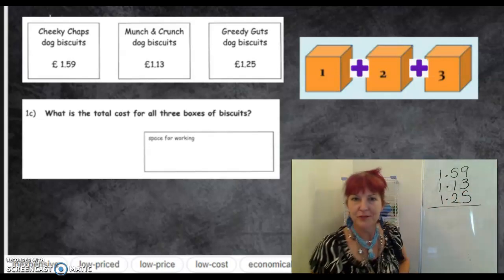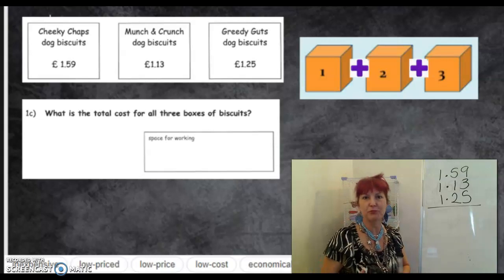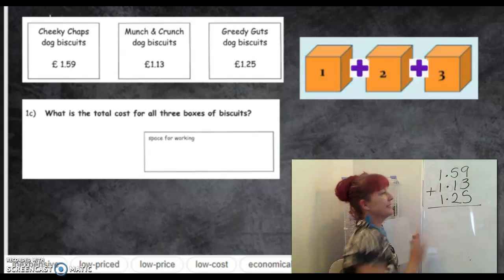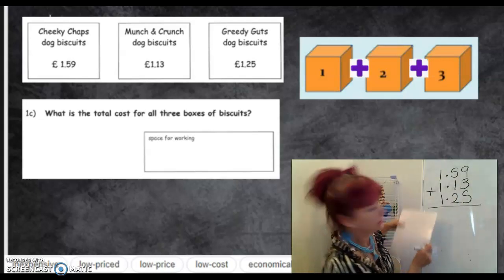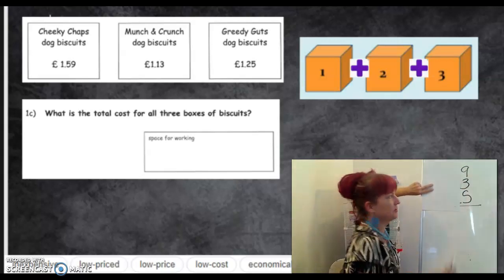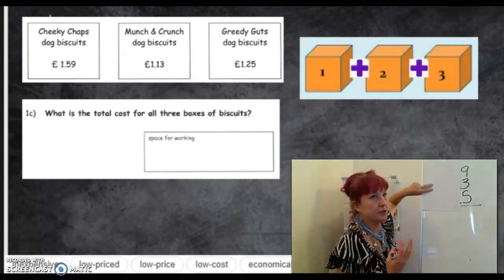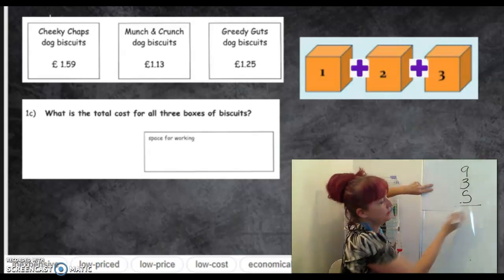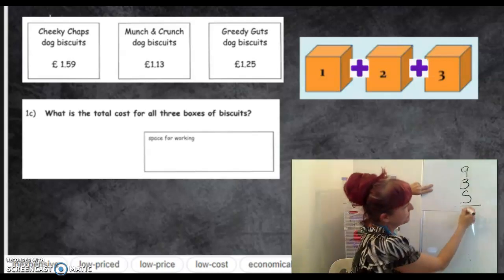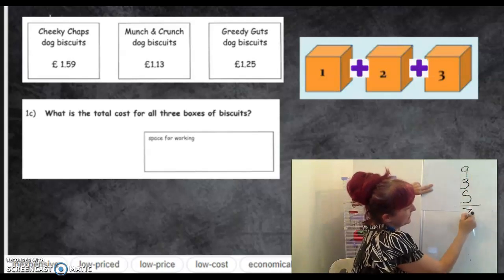Be very careful with things like this because sometimes we rush them and we make little mistakes. So this is going to be an addition. I'm just going to use my little card here. Yep, I'm going to start at the top this time. 9 plus 3, 12, plus 5, 17. Thank you. I'm going to put my 7 nice and neatly under there.